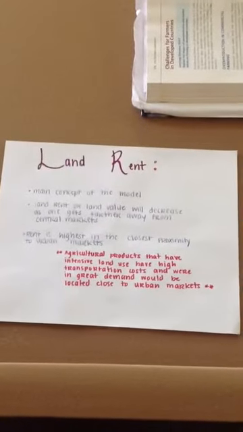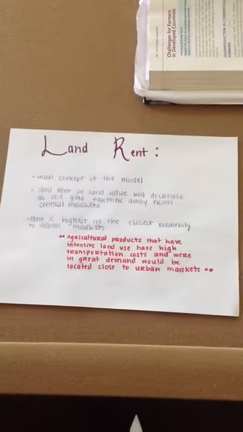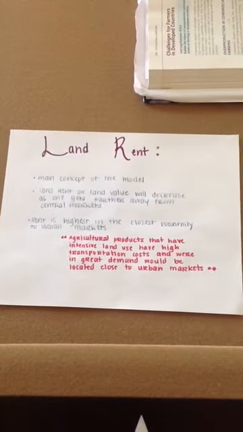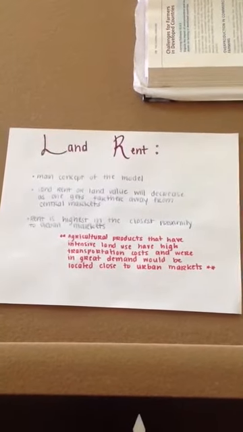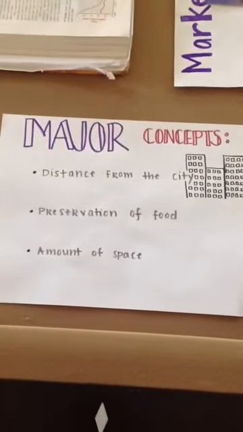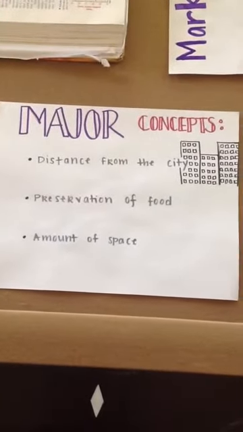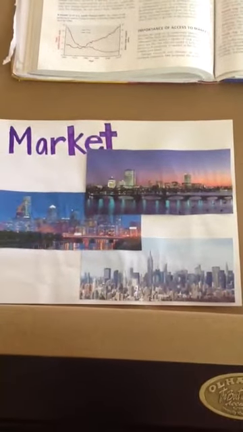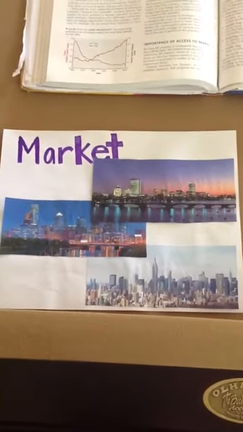One major concept of the model is land rent. Land rent or land value will decrease as one gets farther away from the central market. Rent is the highest in the closest proximity to the urban market. Other major concepts are distance from the city, preservation of food, and the amount of space. The market is located in the center of the model. Some examples of the market are Boston, Philadelphia, and New York City.